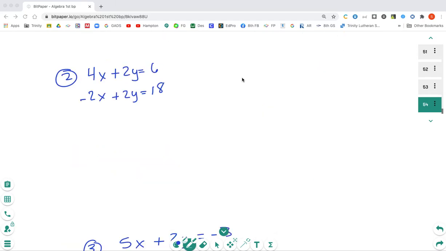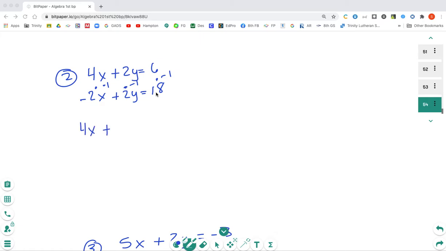All right, let's look at number 2. I'm looking for a zero pair. Okay, so these would be zero pairs if one of them was negative. So since I don't have a zero pair, I'm going to make a zero pair. I'm going to multiply this second equation by negative 1. And I'm going to multiply every single term by negative 1. So I'm going to multiply by negative 1 three times.